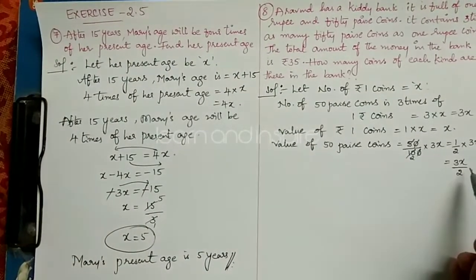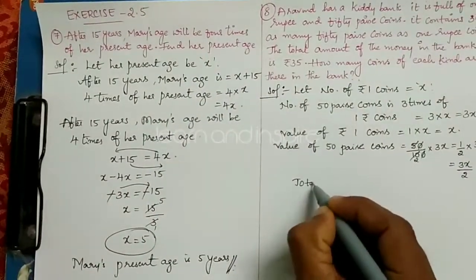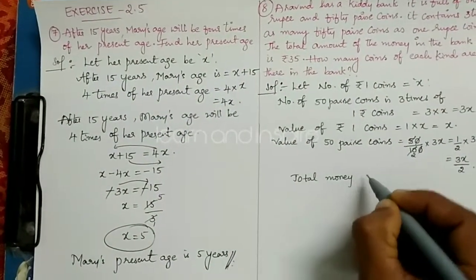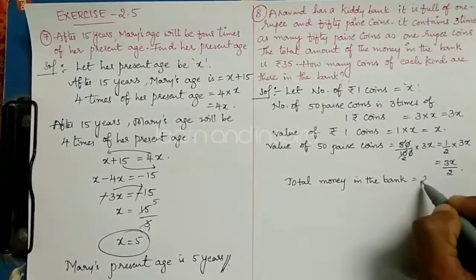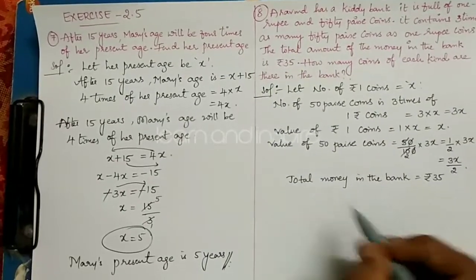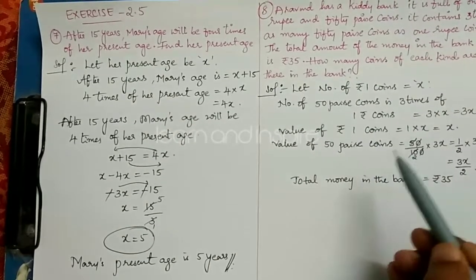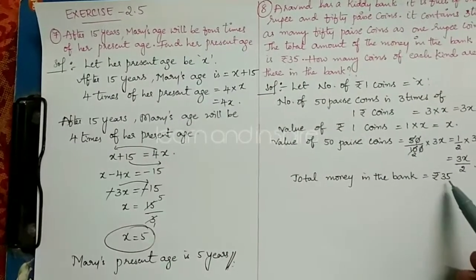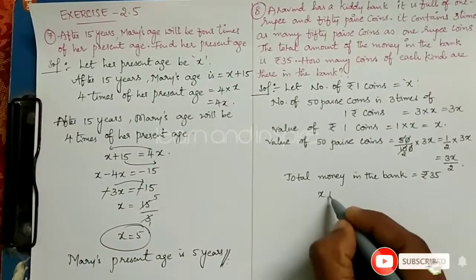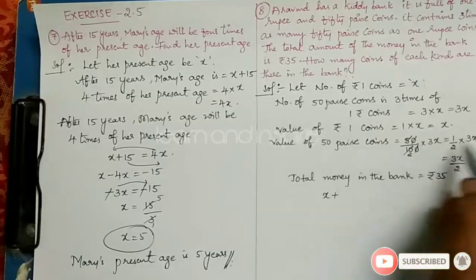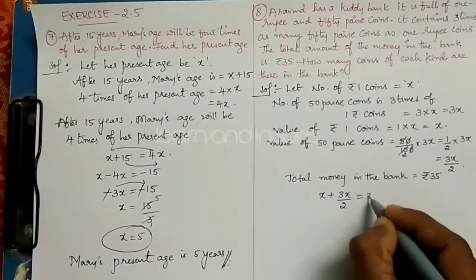So this is the value of 50 paisa coins, that is 3x by 2. Now, total money in the bank is how much? Total money in the bank is rupees 35. So total money is nothing but the number of 1 rupee coins and the number of 50 paisa coins, which equals the total money. So what is the value of 1 rupee coins? x plus, and what is the value of 50 paisa coins? 3x by 2 equals the total money, 35.